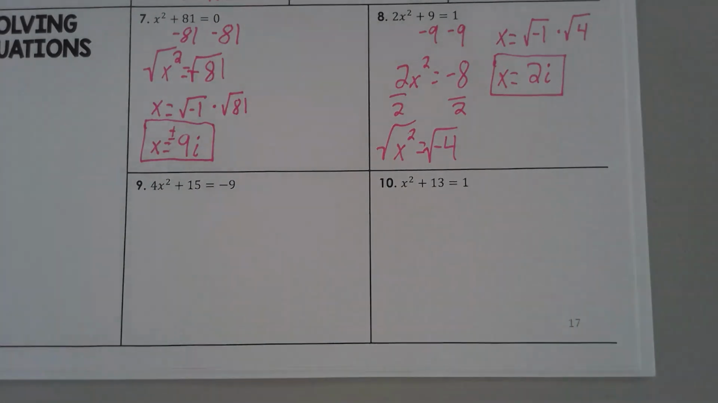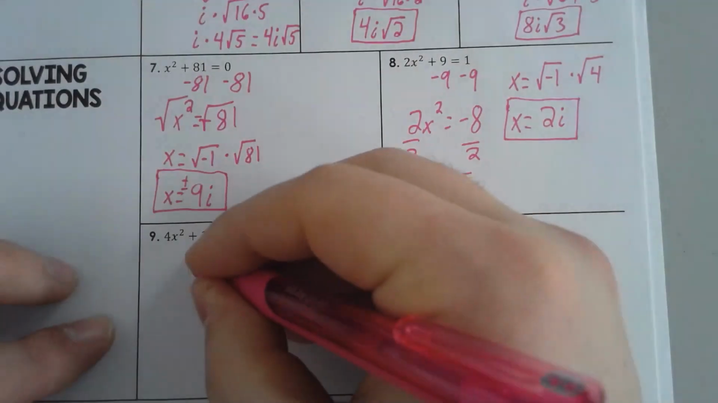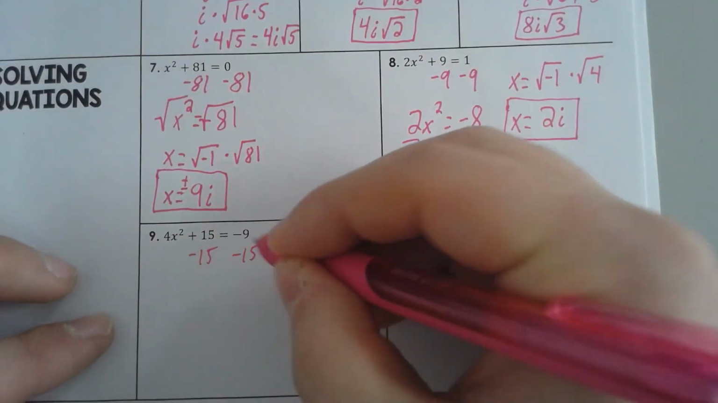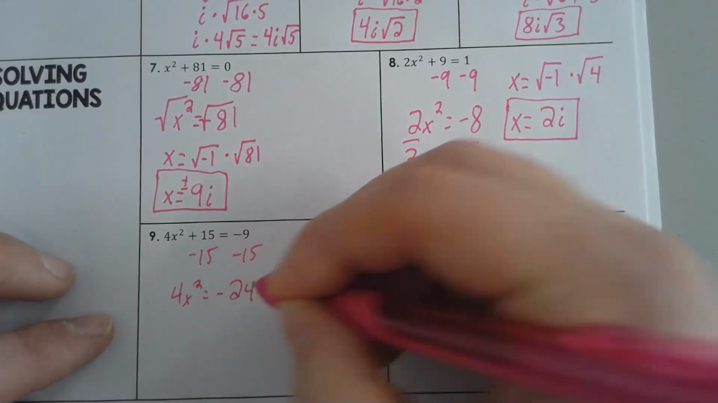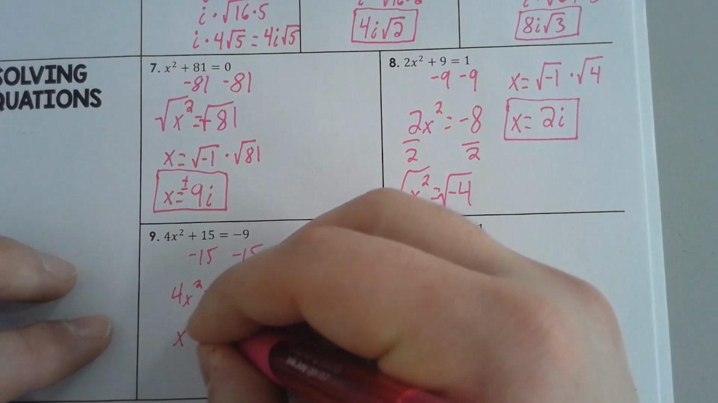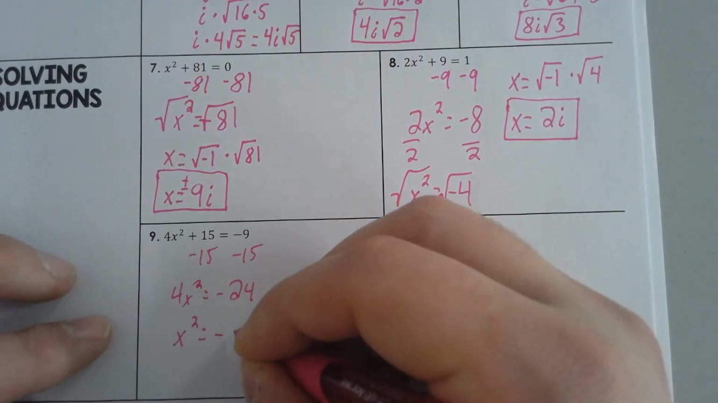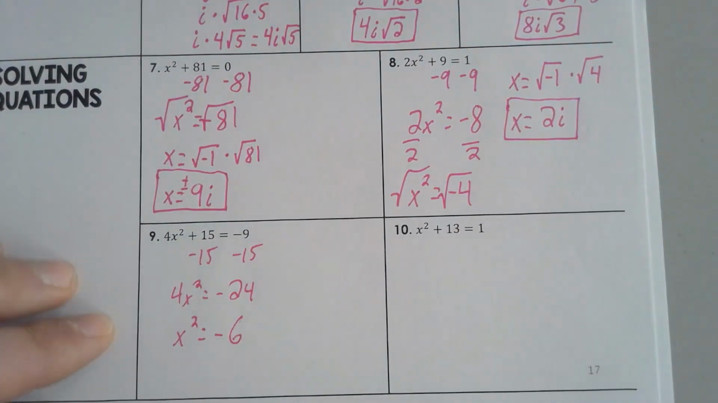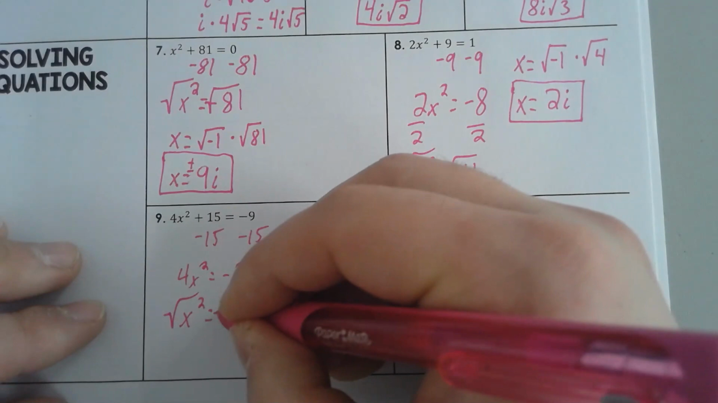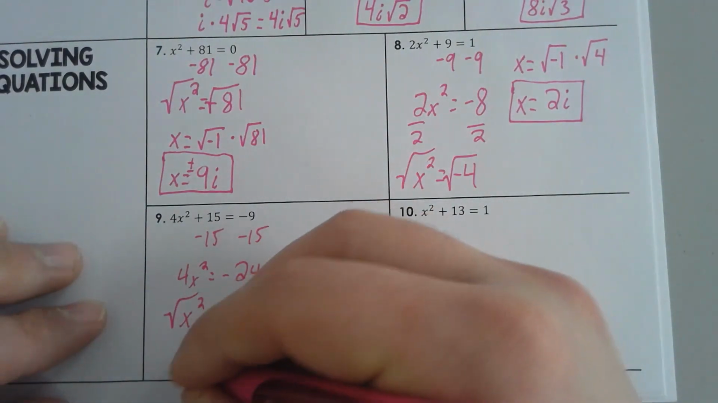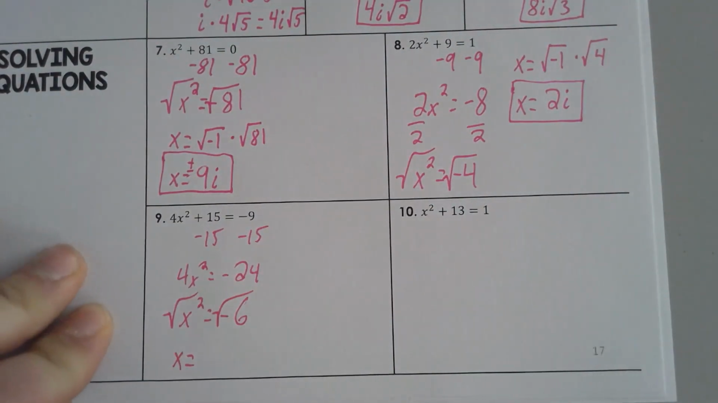Mary, did you get number 9? It's one i. No, I got 2 i's. So, did you subtract 15 first? Yeah. You got 4x squared equals negative 24. Then x squared equals what? Negative 6? Yeah. You got that? Yeah. Then what'd you do? I square rooted it. X equals what now?